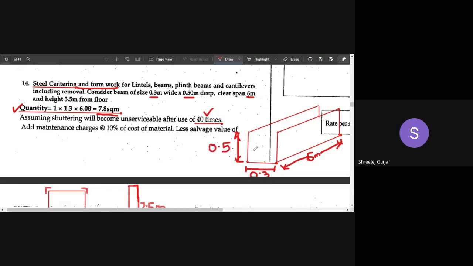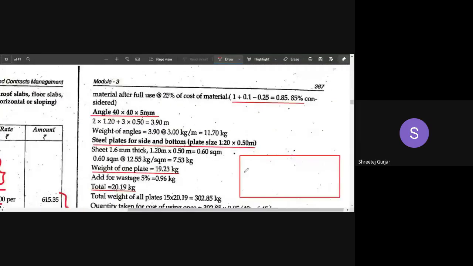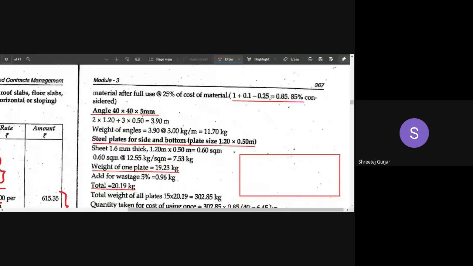Okay, thank you. 0.5 by 0.3 is the size of this beam, 6 meters is the span, and we have calculated 0.85 by 40 as the constant term which you have to multiply. Also, 7.8 square meters is the required quantity of formwork. I have explained to you the 0.85 or 85%.